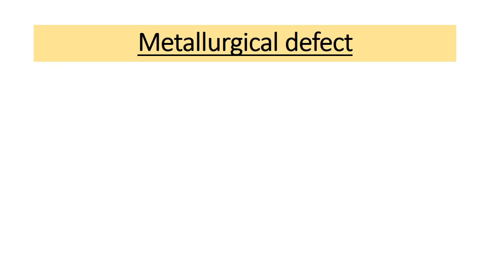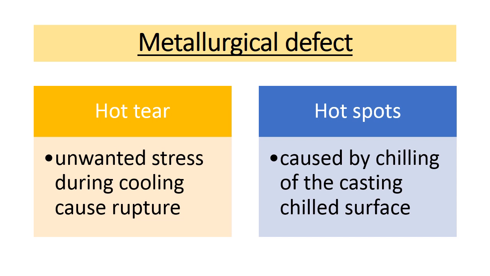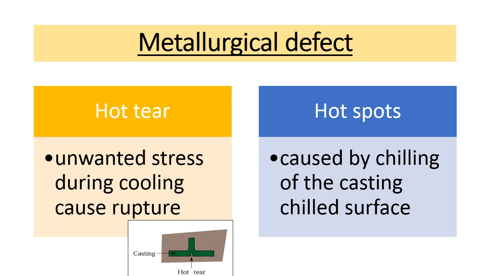Next, we're going to learn about metallurgical defects. Metallurgical defects have two types. It can be a hot tear or hot spots. Hot tears are actually unwanted stress during the cooling causing ruptures. Hot spots are actually caused by the chilling of the casting's chilled surface. Below you can see a picture of the hot tear.